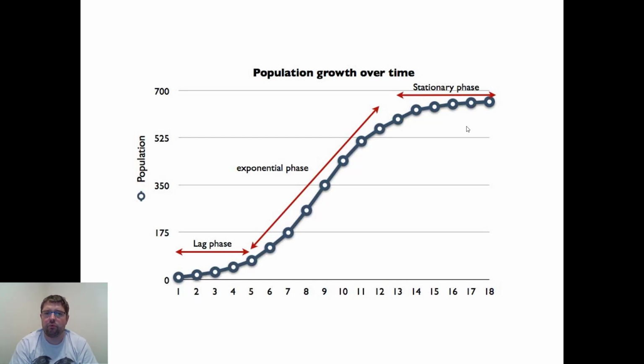We're going to talk more in depth about how this growth is calculated, and then what role ecology plays in that kind of calculation, or what role ecology plays in determining these growth curves.